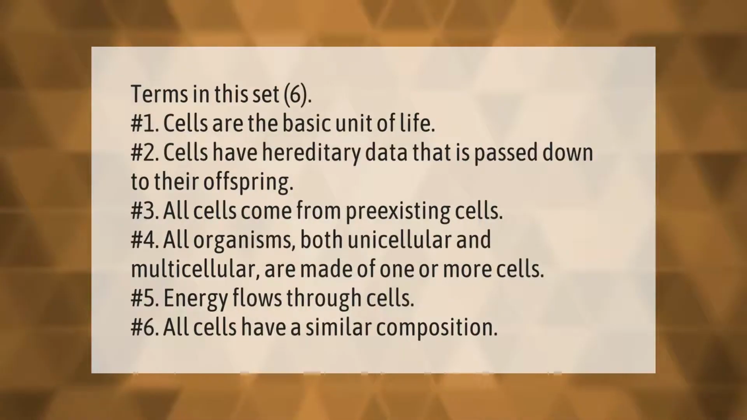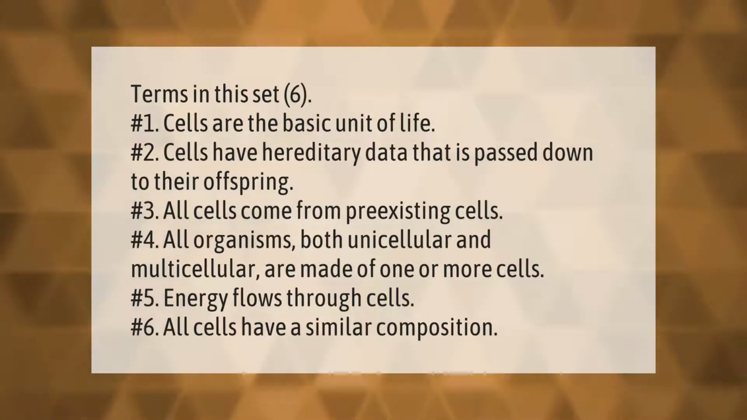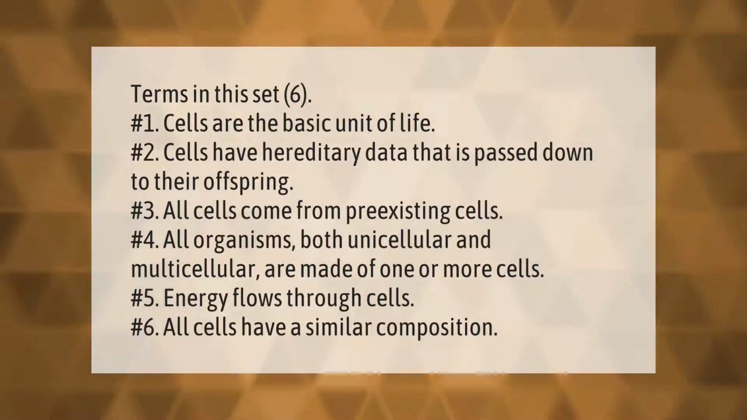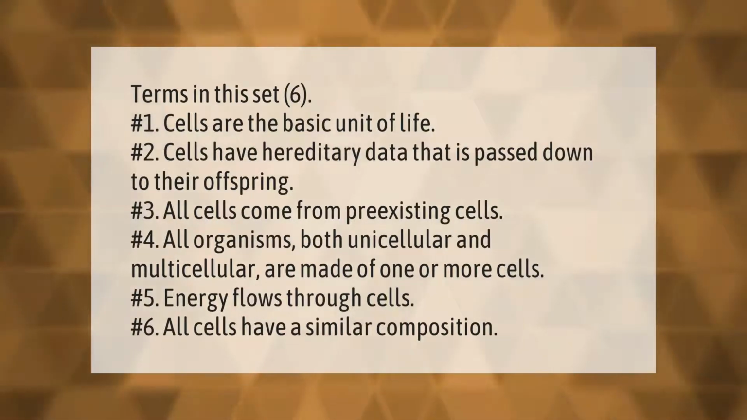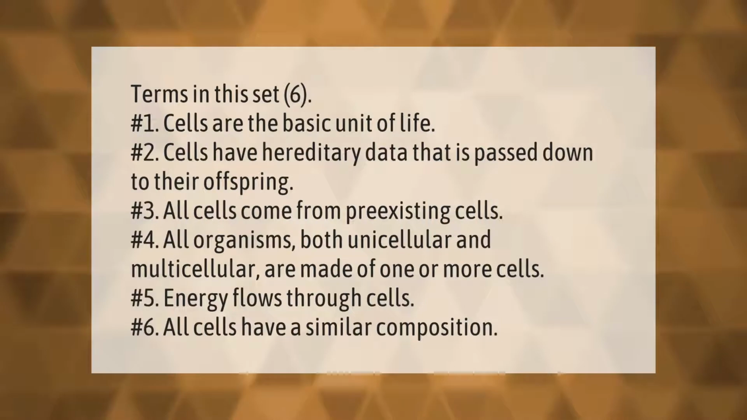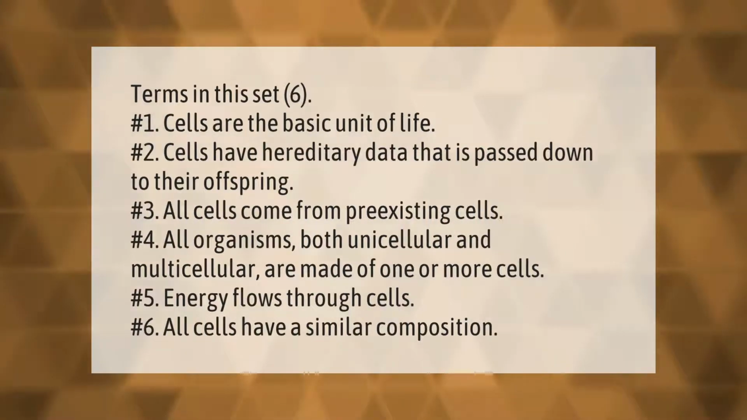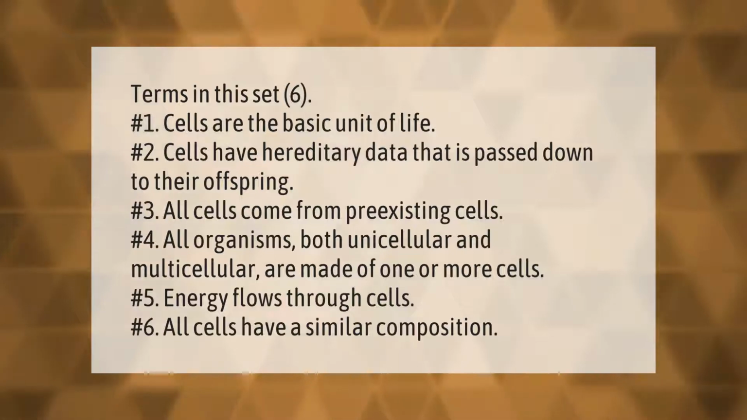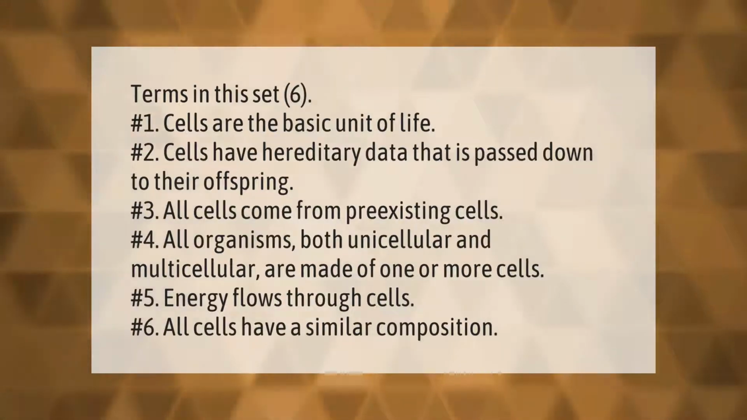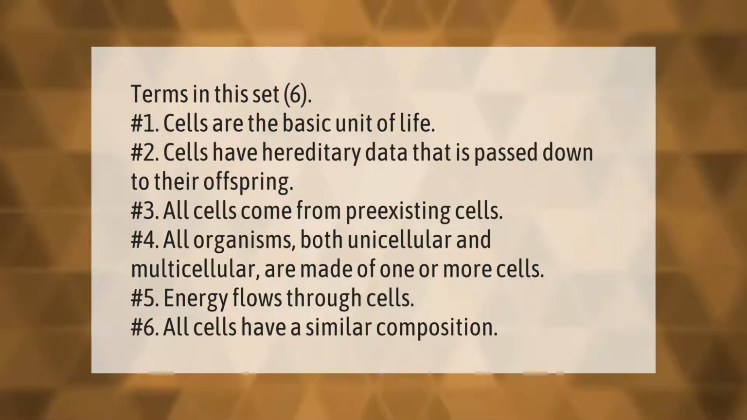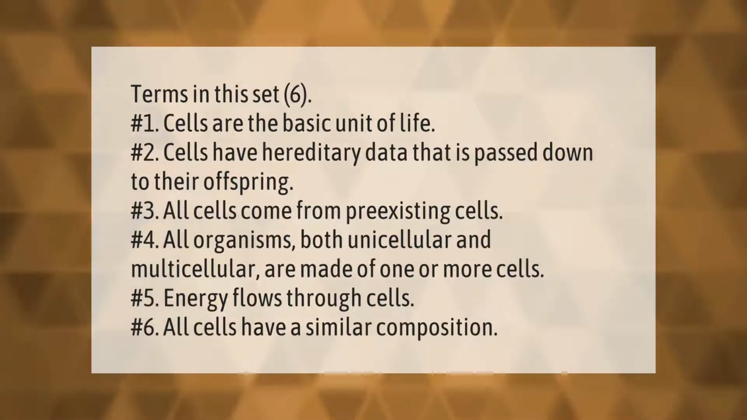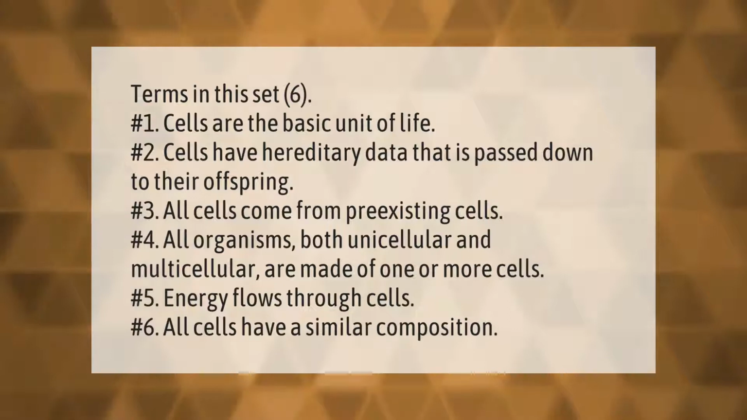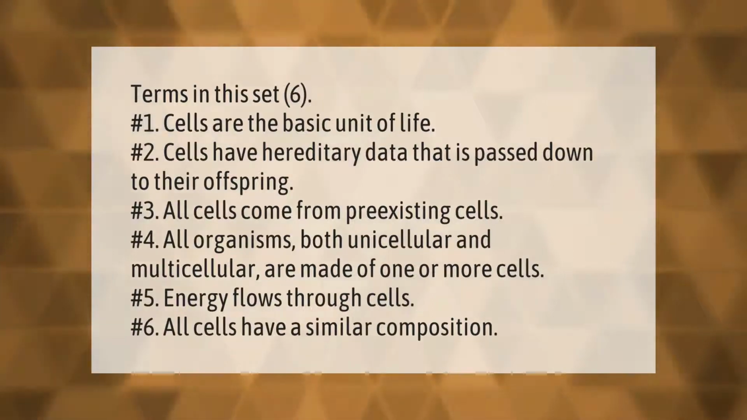Terms in this set, 6. Number 1. Cells are the basic unit of life. Number 2. Cells have hereditary data that is passed down to their offspring. Number 3. All cells come from pre-existing cells. Number 4. All organisms, both unicellular and multicellular, are made of one or more cells. Number 5. Energy flows through cells. Number 6. All cells have a similar composition.